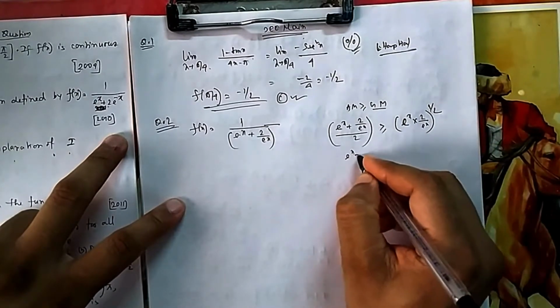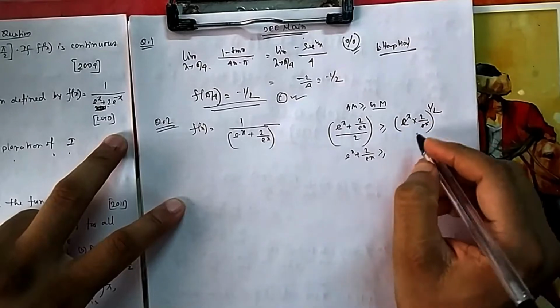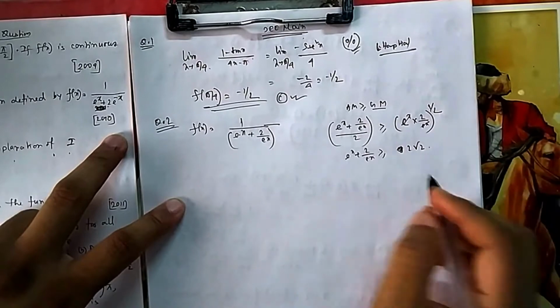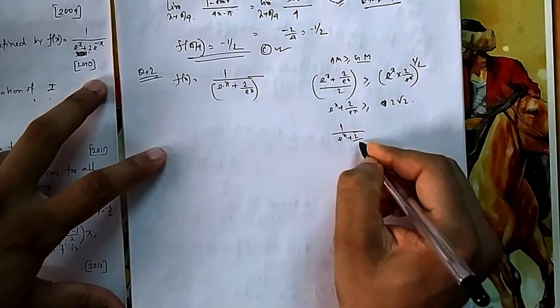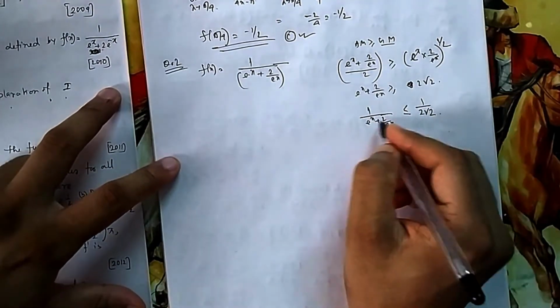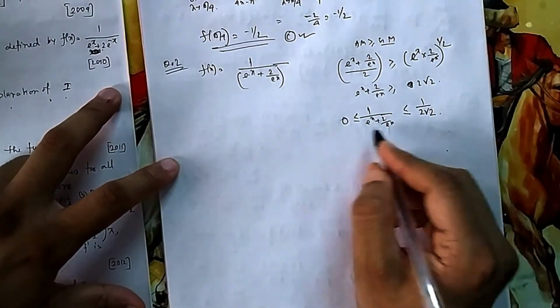So e to the power x plus 2 by e to the power x will be greater than or equal to 2 root 2. So 1 by (e to the power x plus 2 e to the power minus x) will be less than or equal to 1 by 2 root 2. And it is a positive number, it cannot go negative. So it should lie between 0 and this, because e to the power x is positive.